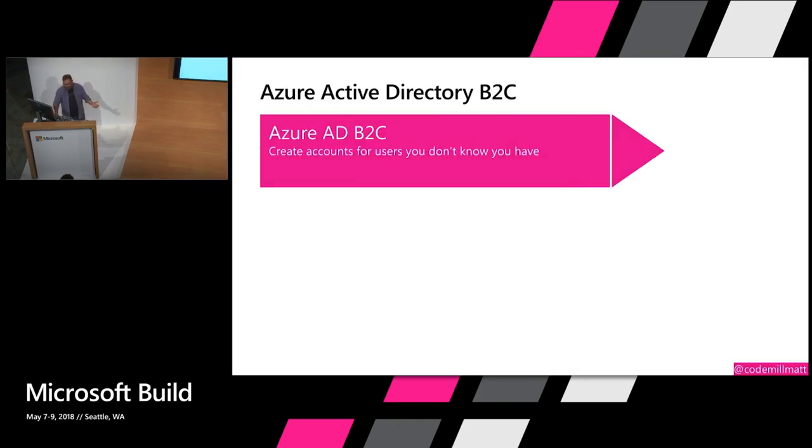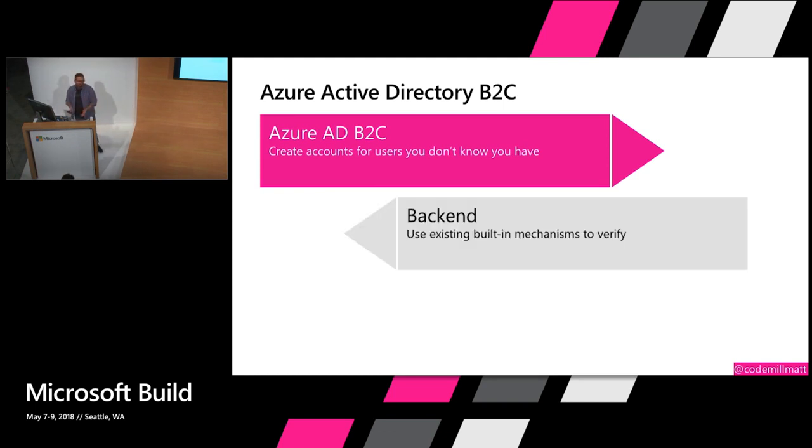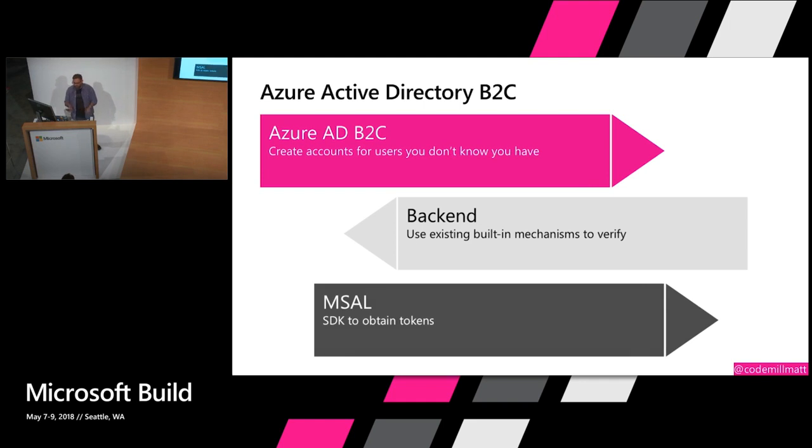So AD B2C, we have the cloud portion, where it creates accounts and handles identities for the users you don't know you have yet. It lets them come to you. You have the back end of things, Azure Functions, a web API, where you can use the existing built-in mechanisms to authenticate your users or to make sure they're logged in. And then finally, MSAL, the Microsoft Identity Client. It's an SDK to obtain tokens and handle them for you.